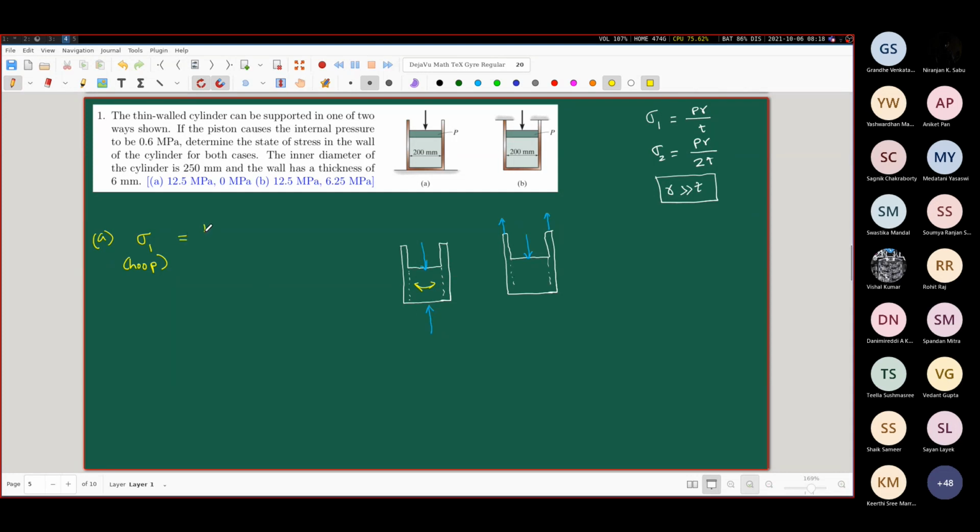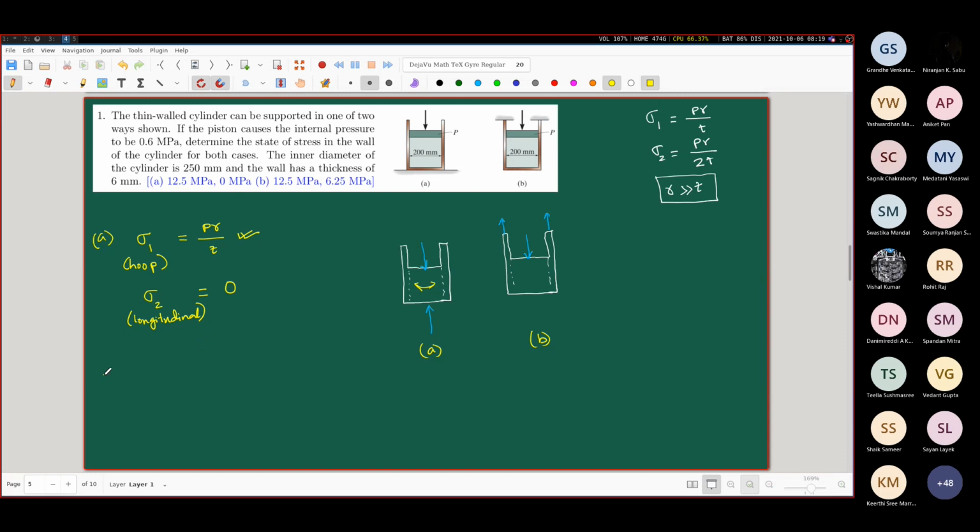So this is PR by T. You can calculate this just by plugging in the values. P is given to us, radius is given to us, thickness is given to us. You plug in the values, you'll get this thing. But the sigma 2, which is the longitudinal direction, meaning parallel to the walls, in part A, so this is part A and this is part B, is actually equal to 0. You can see the answer also here.